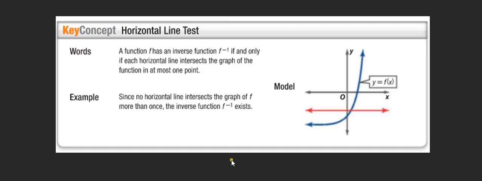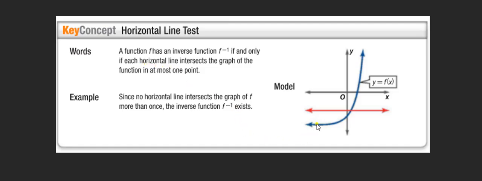In this video, we're going to talk about inverse functions. A function f has an inverse function, which has the notation f inverse, if and only if the function passes the horizontal line test.